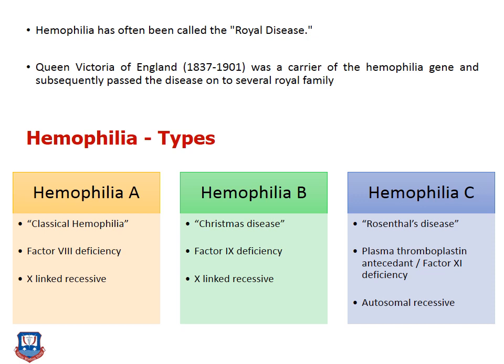The hemophilia types are A, B and C. Hemophilia A is the classic hemophilia, because of the deficiency of factor 8, and it's X-linked recessive. Hemophilia B is called Christmas disease, because of the deficiency of factor 9. Again, this is X-linked recessive. Hemophilia C, called Rosenthal disease, is because of plasma thromboplastin antecedent, factor 11 deficiency, and it is an autosomal recessive disorder.